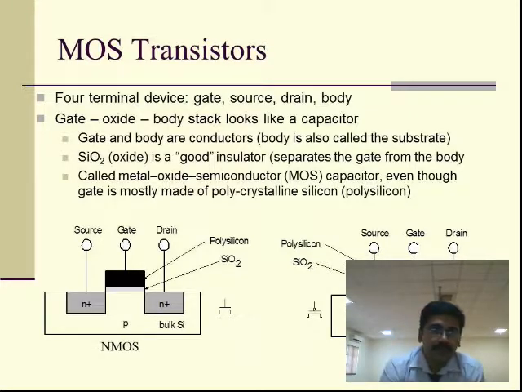If we apply a gate voltage greater than or equal to VT, that means the threshold voltage, there will be a formation of channel. But formation of a channel alone will not give current conduction, so we must make a potential difference between drain and source. If we make a potential difference, there will be current flow. That current flow is IDS, and this particular region is called the linear region.